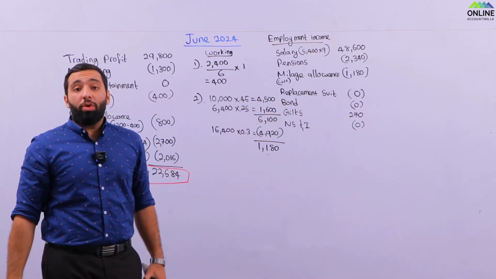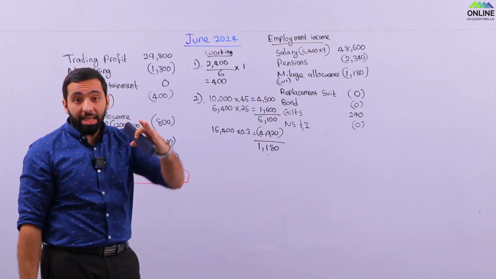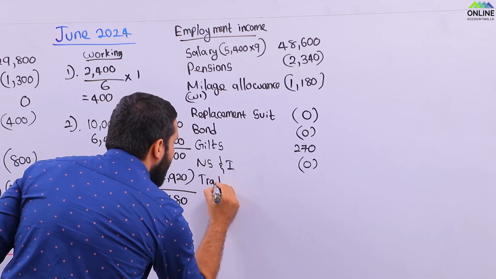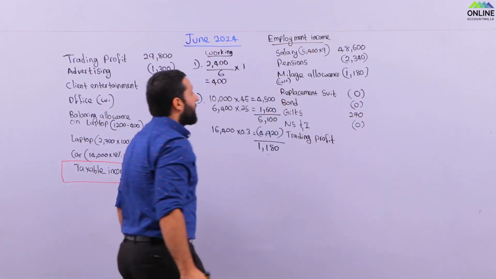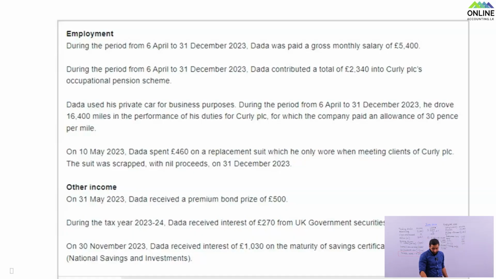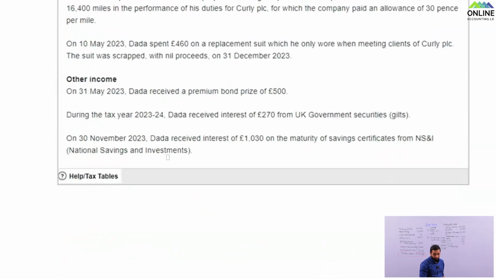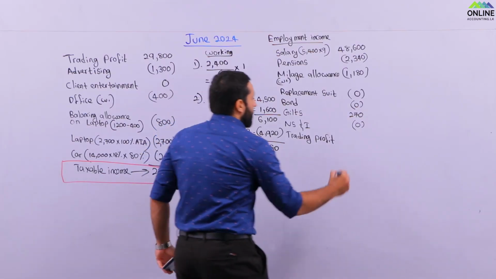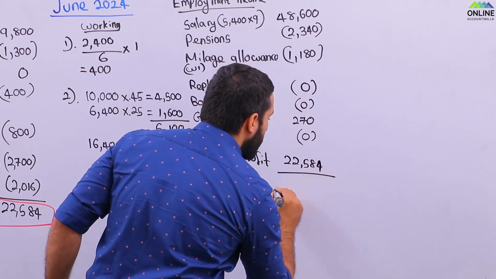And what else do we need to include? Yes, whatever we calculated as trading profits. In the previous question we calculated the trading profit. Those trading profits also need to be included. How much was the trading profit? If I'm not wrong, the trading profit was 22,584. So this value also should be included.